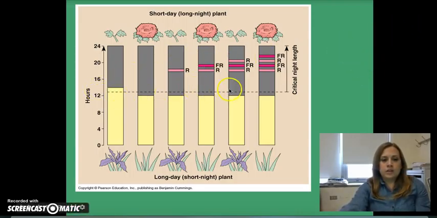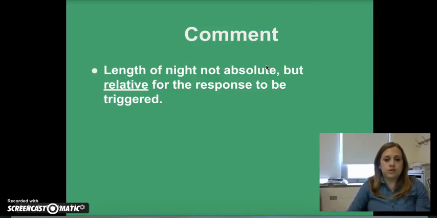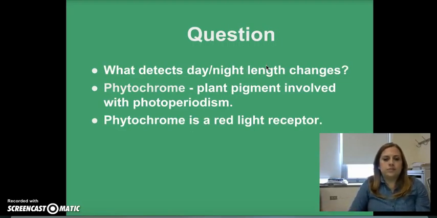So here we have the hours of light and hours of dark. And as soon as you look at this, you're interrupting the night with some red light, and what happens is it keeps the plant from flowering like it should. So it's the relative length of night that is critical. It doesn't have to be absolute, but it's relative for the response to be triggered.